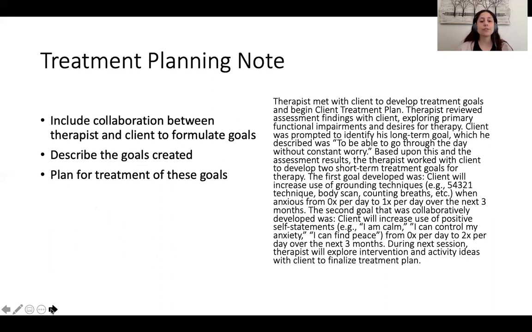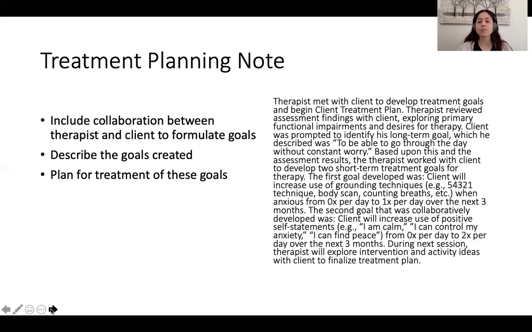So first off, include collaboration between therapist and client to formulate goals. So I have that toward the middle here. Based upon this and the assessment results, the therapist worked with the client to develop 2 short-term treatment goals for therapy. Describe the actual goals. So this should be verbatim to what you're going to then include in the client treatment plan.